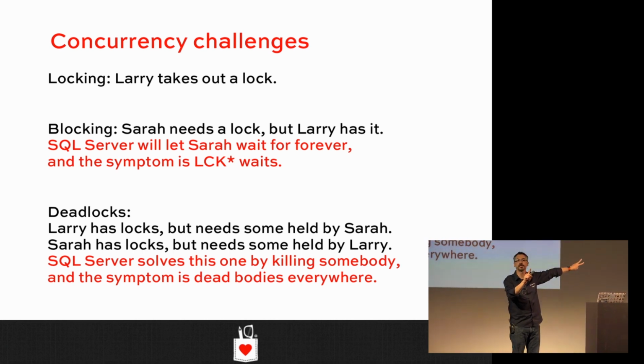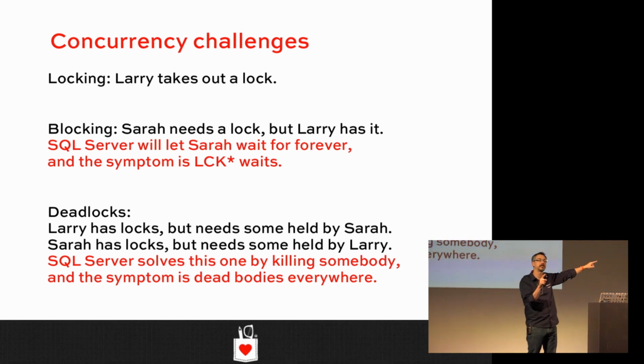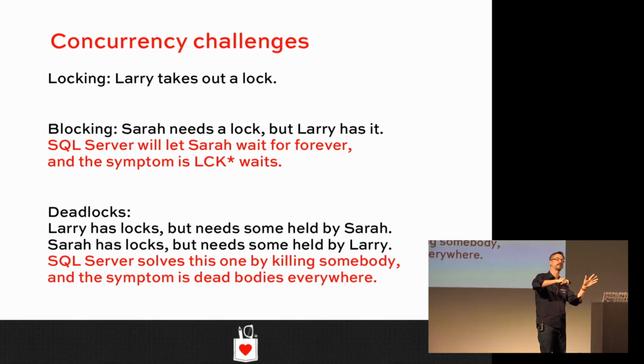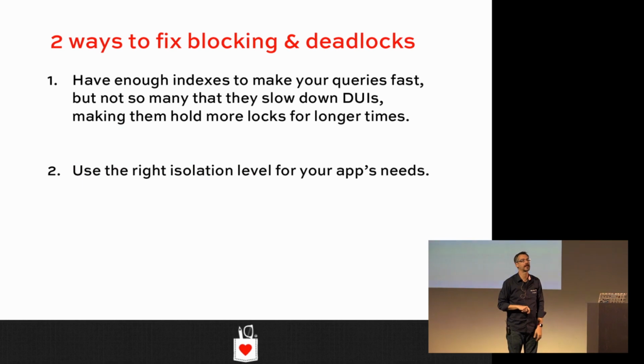In order to keep this to just 1 hour, I'm not going to demo deadlocks. I'm only going to demo locking, but the solutions are exactly the same, even though the symptoms may not look the same when I'm working on it. I'm going to give you 2 ways to fix this. One is to get the right number of indexes, and I'm going to show you what the right number of indexes is.